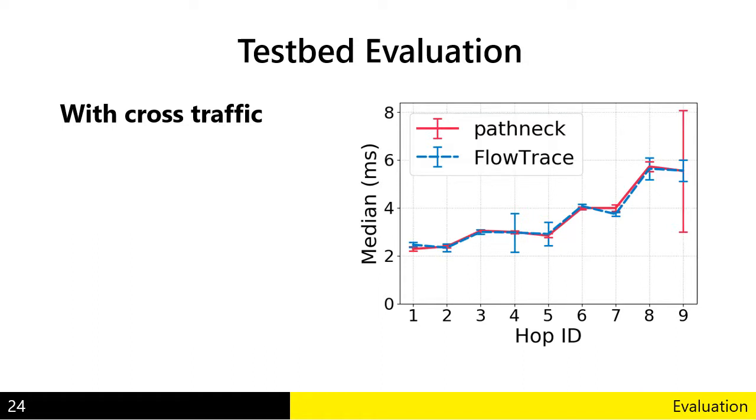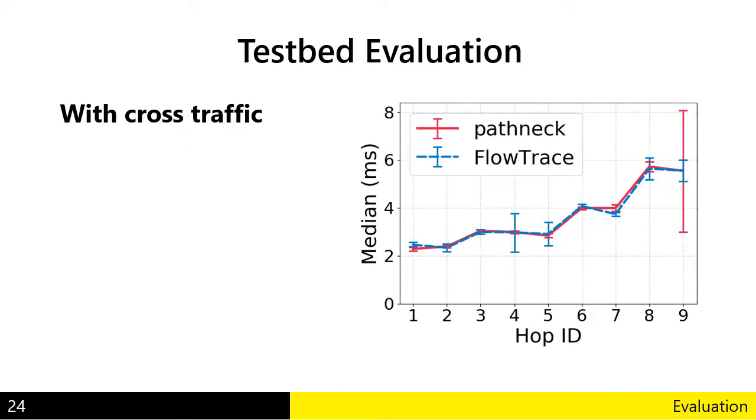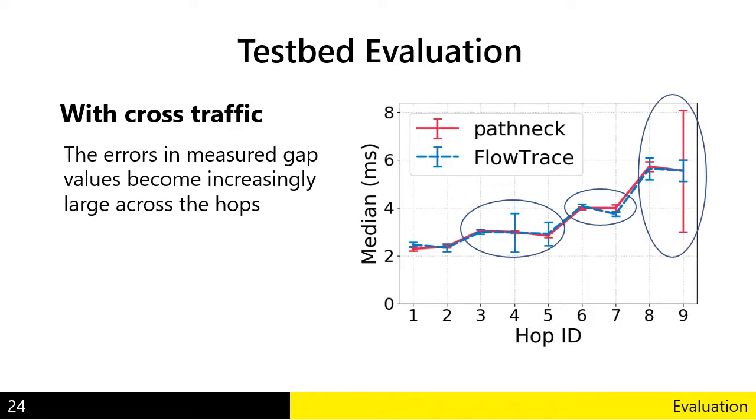So with cross traffic, again, we see that both pathneck and FlowTrace measure similar gap values across the hops. Both of them report hop 3, hop 6, and hop 8 to be the choke points. And in this case as well, we see that the errors increase across the hops for both pathneck and FlowTrace.